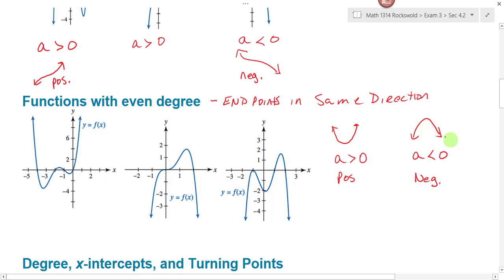We're only looking at the endpoints. We could have as many twists and turns in between as you want. But if the endpoints are going in the same direction, we have an even degree polynomial. Square, 4th power, 6th power, 8th power. That's from looking at the graph.